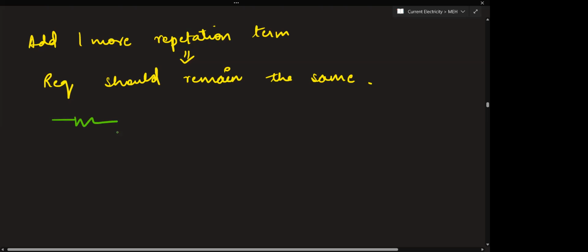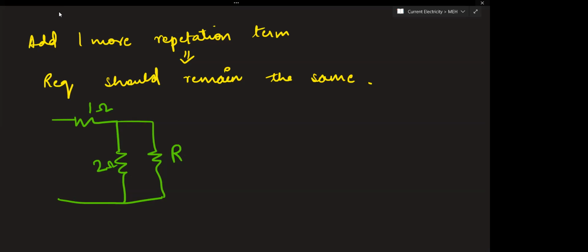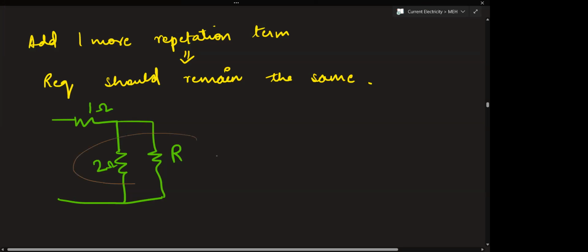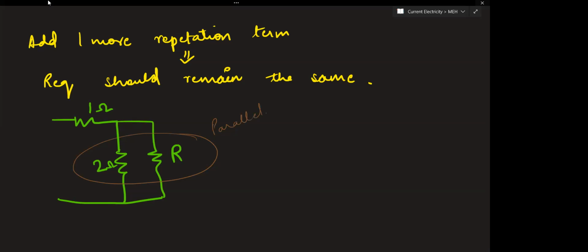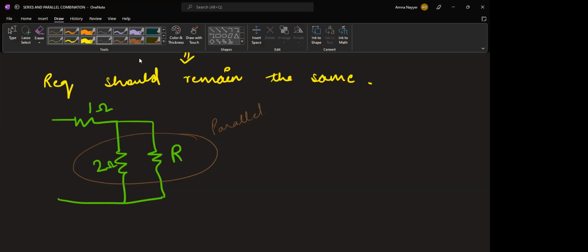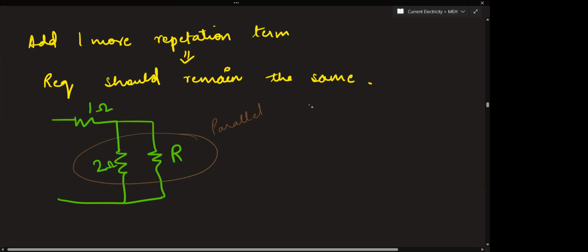Like if this is our new circuit, this is the R equivalent which we have to find out. This is 2 ohm, this is 1 ohm. See, 2 and R are connected in parallel. These two are connected in parallel. So R and 2, R prime let's say, will be 2R divided by 2 plus R. If you solve it, 1 by 2 plus 1 by R.